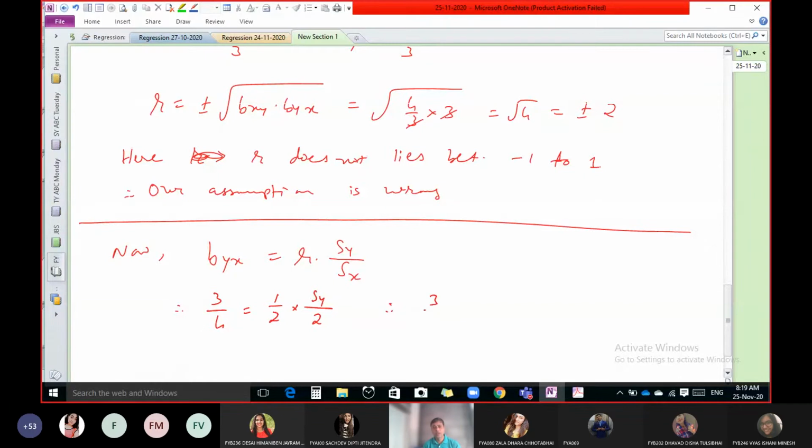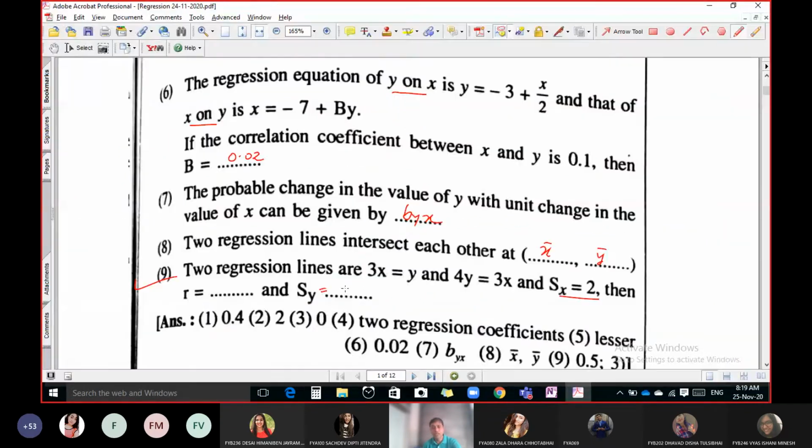So we get 3/4 equal to s_y upon 4. You can cancel this 4. So we get the standard deviation of y equal to 3. So the standard deviation of y is 3 and the correlation is 1/2. That is our final answer for this question. So this is a good question.